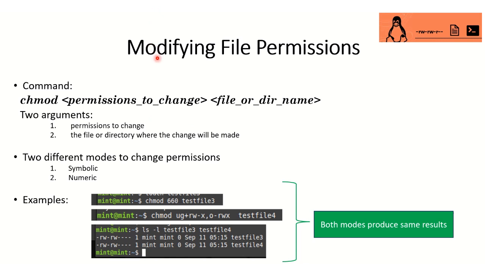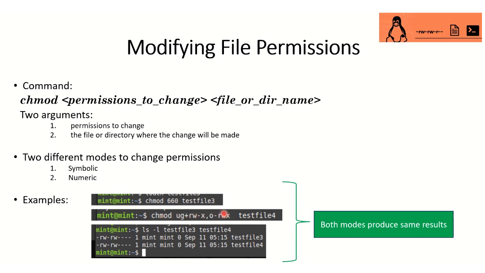Now we want to learn how to modify file permission. We use the chmod command for that, which has 2 arguments. The first argument is the permission to change and the second argument is the file or directory where the change will be made. We can change the permission using symbolic and numeric mode. For numeric, we can see a set of numbers, but for symbolic mode, we can see some characters.